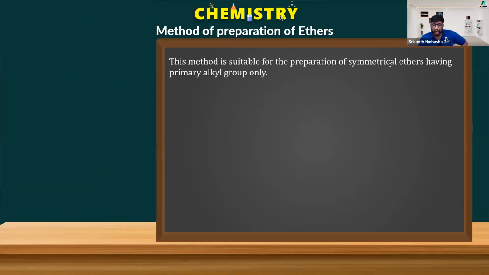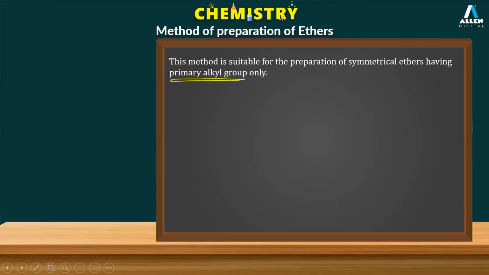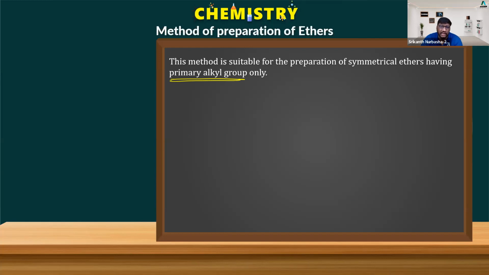This method is suitable for the preparation of symmetrical ethers having primary alkyl groups only. Why only primary alkyl groups? Why not secondary alkyl groups? Because the attack is SN2. If I take a secondary alkyl group, then the repulsions are going to be high, and the attack will not happen greatly. And why only symmetrical ether?